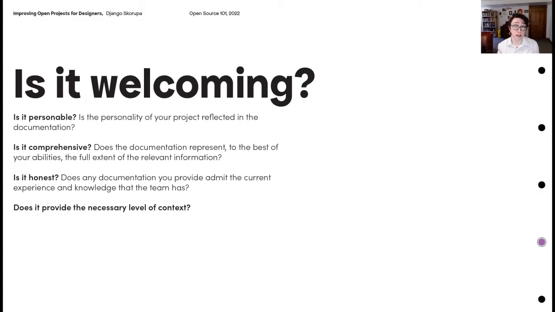Next, is it comprehensive? Does the documentation represent, to the best of your abilities, the full extent of relevant information? That's a really long way of asking, did you put everything that you know into the documentation? Or do you expect people to contact you for the full scope of information? Because that's another step in the process.